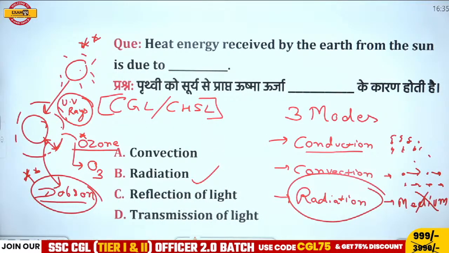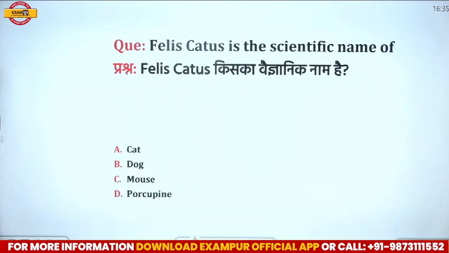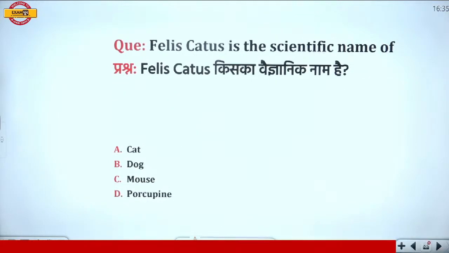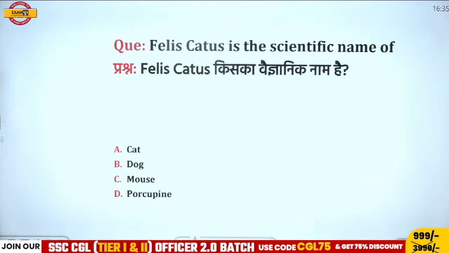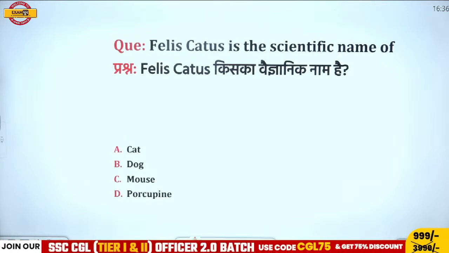Let's move forward to the next question now. So, we have the next question here. Felis catus is the scientific name of what? So, is it cat, dog, mouse or porcupine? What is the correct answer over here? Porcupine, mouse, dog or cat? Felis catus is the scientific name of what?